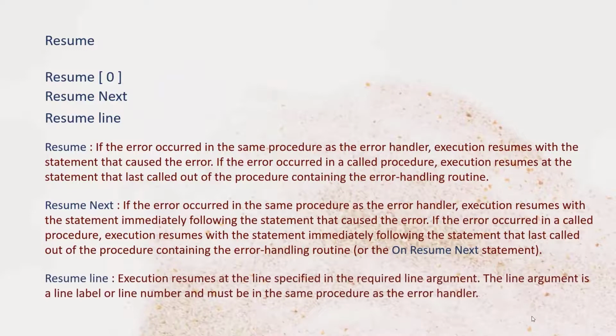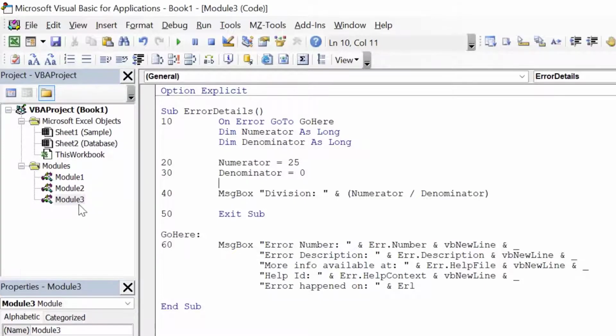Finally, resume line. Execution resumes at the line specified in the required line argument. The line argument is a line label or line number and must be in the same procedure as the error handler. We already saw how resume next works. Now let's understand how resume works. Let's insert a new module.